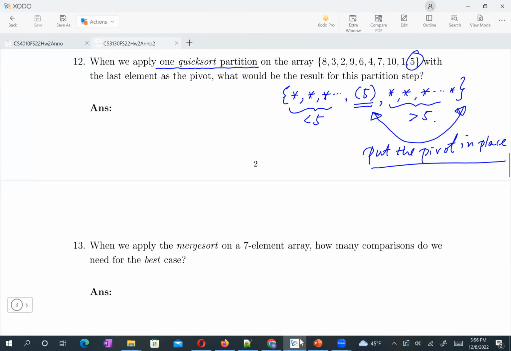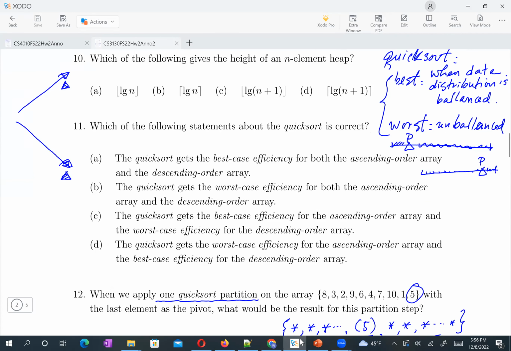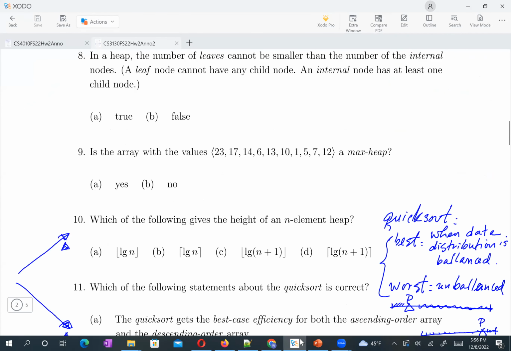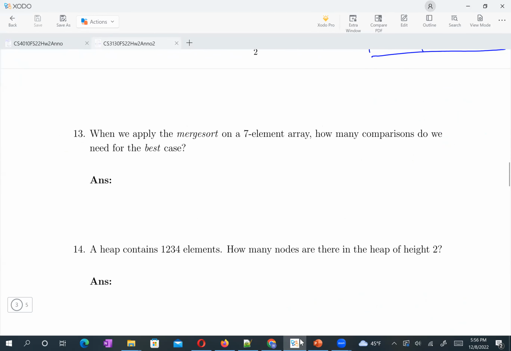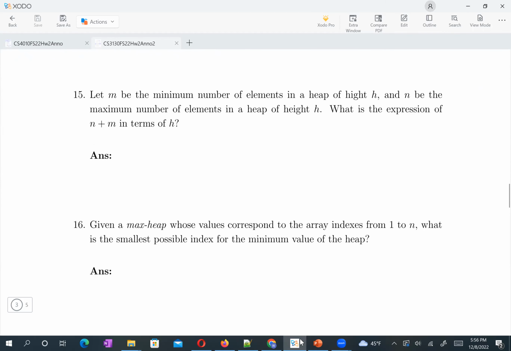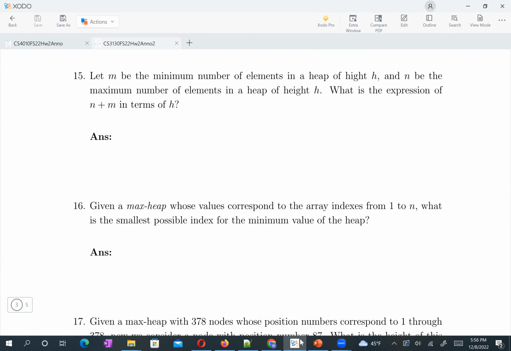This is homework assignment number 2. The annotation file is the old one, so I still use it. Okay, all right. First, question number 15: M expression and N expression.